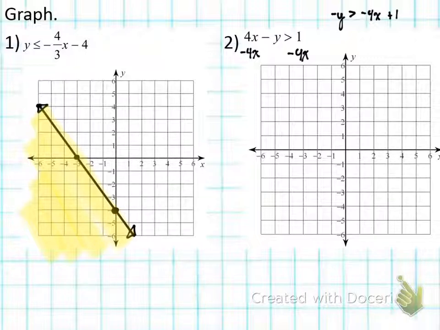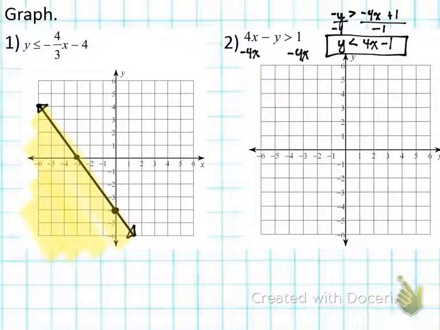Negative y. How do I get rid of a negative y? We divide by -1 on both sides. Now watch carefully. When I multiply or divide by negative on both sides, you flip the inequality sign. So instead of greater than, it's going to become less than. So now y is not greater than, but less than positive 4x. Positive 1 divided by -1 is -1. Okay, so this is my inequality.